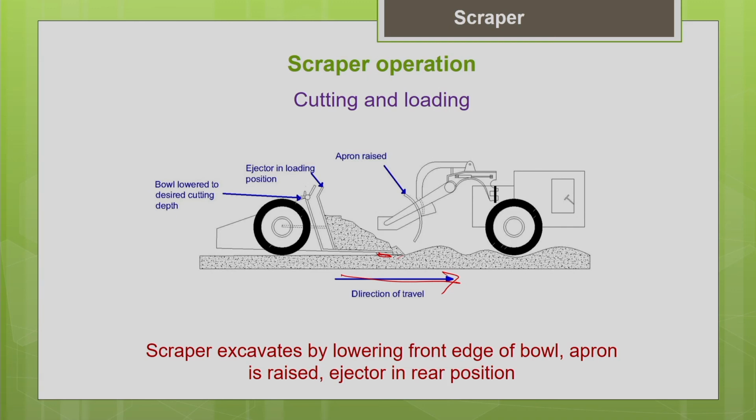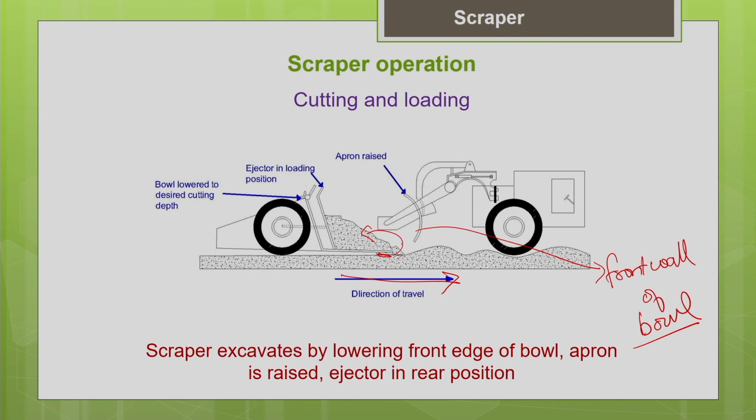So, when you want to do the cutting and loading operation, you are supposed to lower the bowl so that the cutting edge is in contact with the ground. Once it makes the contact with the ground, it will start cutting the soil and the soil will start entering your bowl. So, to facilitate the entry of material into the bowl, you have to raise this apron. Apron acts like the front wall of the bowl. Apron is your front wall of bowl. So, you can either raise the apron or lower the apron. So, when you want the material inflow, you have to raise the apron. Similarly, when you are dumping it, to facilitate the outflow, you have to raise the apron.